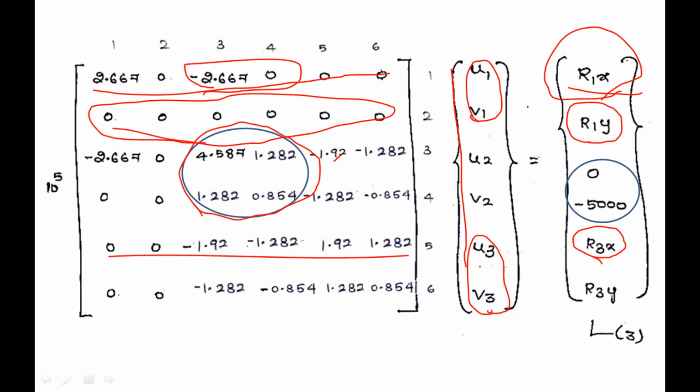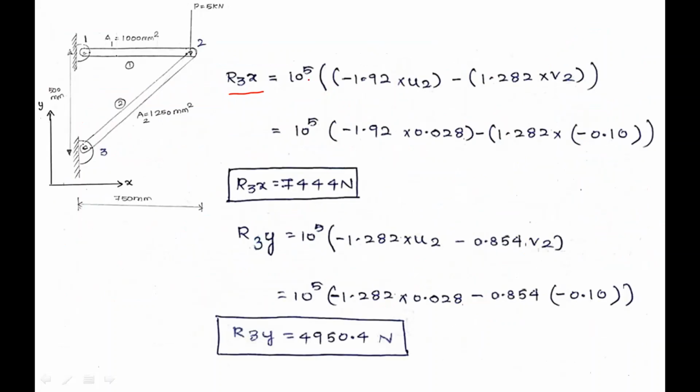Fifth row should be multiplied with this nodal displacement. We have to multiply these two terms. Minus 1.92 U2 minus 1.282 V2 is equal to R3x. 10 power 5 common, minus 1.92 U2 minus 1.282 V2. Substitute the U2 value and the V2 value. Then you have to find out this R3x. So R3x is coming around 7444 Newton, positive. That means here also we assumed in this direction. Since we are getting the positive sign, we can understand that the assumed direction is correct.